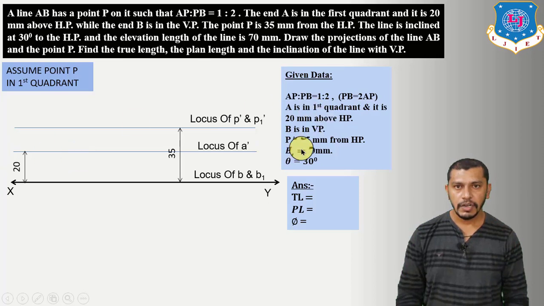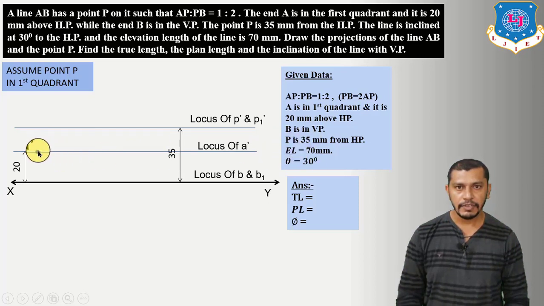Now the other data given is elevation length 70 mm, theta is 30 degrees. So let's try to solve this example. First of all, mark A dash on the locus of A dash. So this will be our A dash. Now from A dash, draw a line inclined at an angle of 30 degrees.